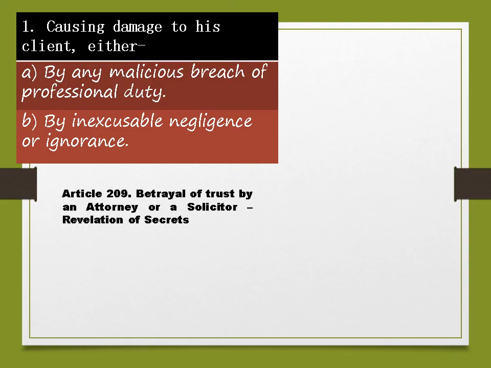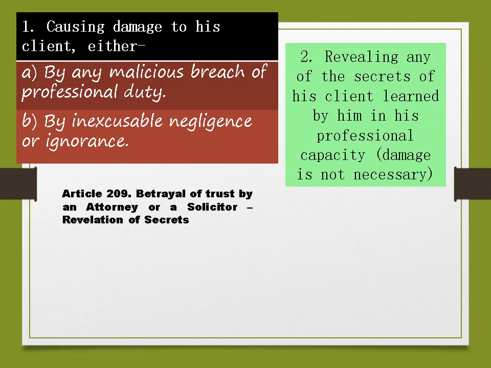Example again of ignorance is when the lawyer files, we will go back to Rule 70, the unlawful detainer or forcible entry in the RTC instead of the MTC. Nako, napakalaking kasalanan yan because we all know that it is the MTC which has the jurisdiction over cases for forcible entry and unlawful detainer. So that is an example of inexcusable negligence or ignorance.